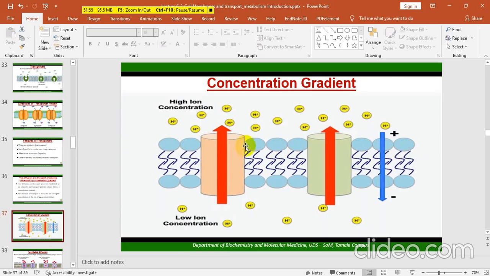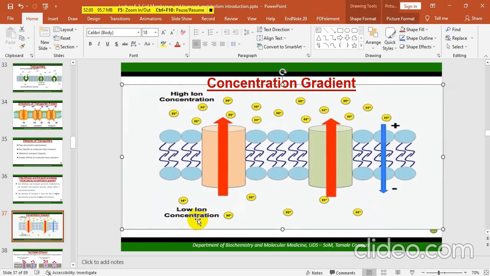So let's see. So you see, for low concentration or gradient of the ion, we have what? Protons. Small number of protons, and they are being transported through the protein transporters to the other side of the cell membrane, where the protons are concentrated.